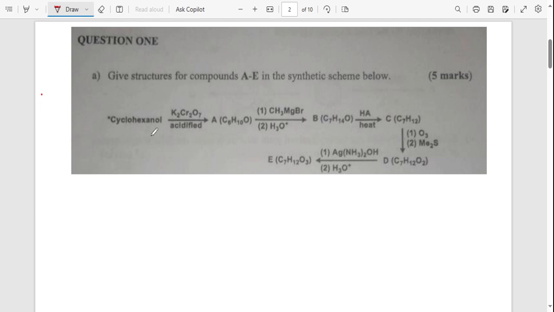Now, if we can see, we are starting with cyclohexanol. And this is just what we have been revising some few days ago. So this is an alcohol, right? So please, as a way of revision, be able to comment so that you do revise. So this is an alcohol. I can put the OH functional group here.